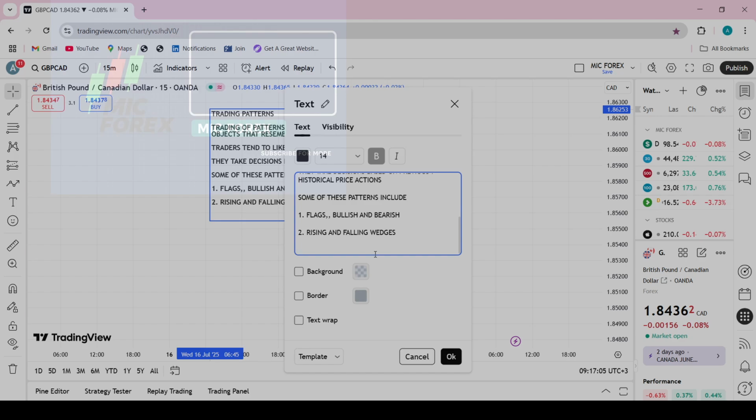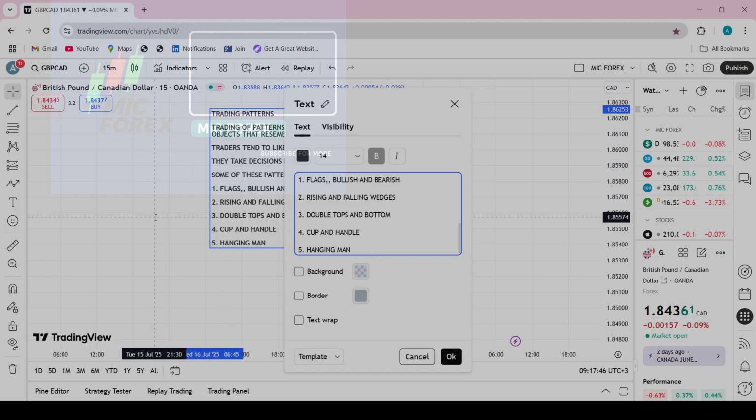So we have flags, rising and falling wedges. Number 3, we have double tops and double bottoms. There are so many, I'm just forgetting. Rising and falling wedges, flags, double tops, cup and handle. Number 5, we can also talk about other things like hanging man. There are so many of them.